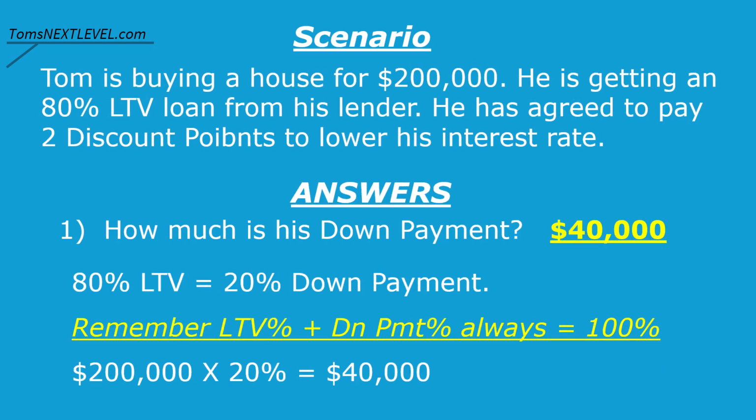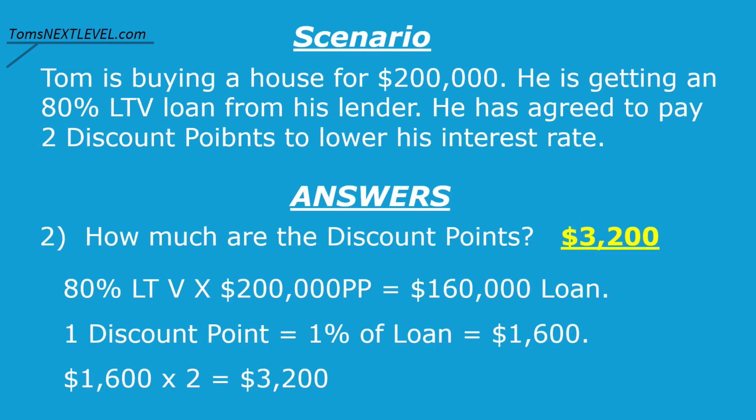Well, here's your answer for question number 1, $40,000. What's his down payment on a $200,000 purchase? It would be 20%, $40,000. Notice I didn't give you the down payment percentage, I gave you the loan to value. You always have to remember that the loan to value percentage plus the down payment percentage will always be 100% of the purchase price. So 80% loan to value would equal a 20% down payment. 20% of $200,000 is going to equal $40,000.